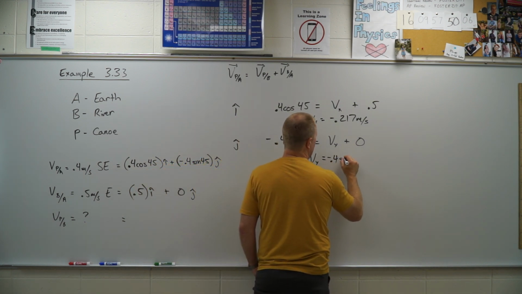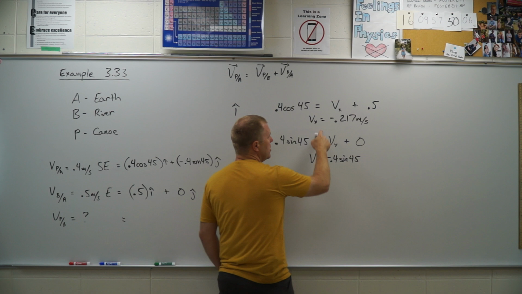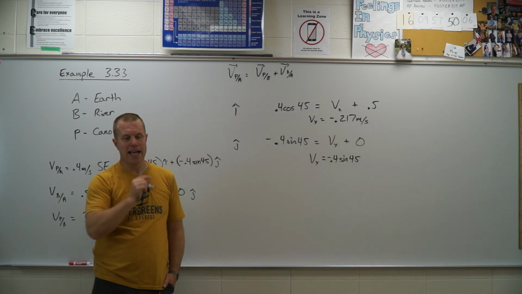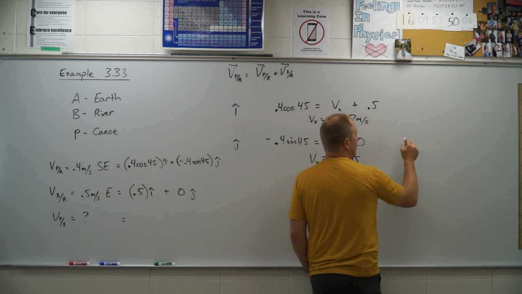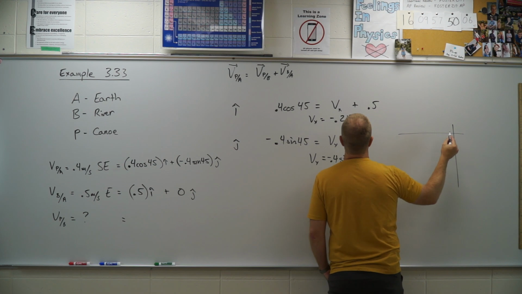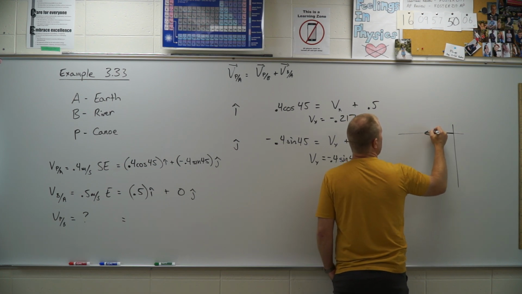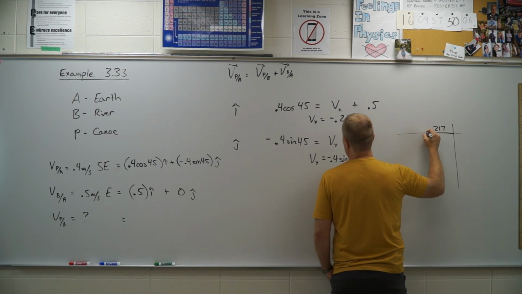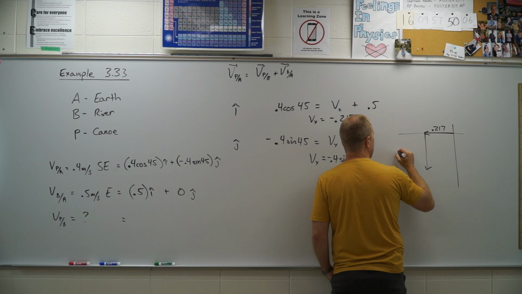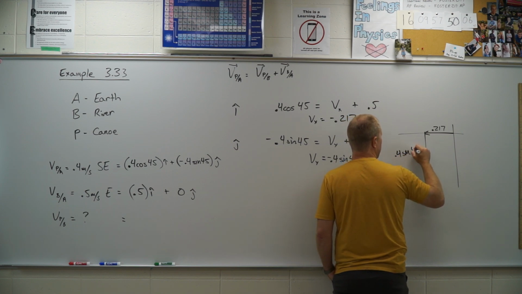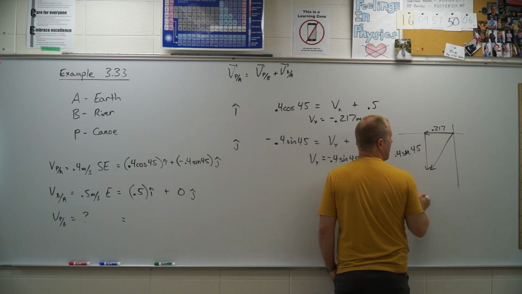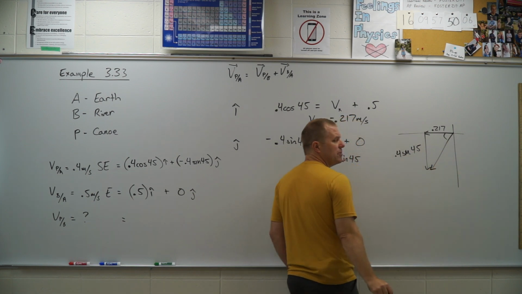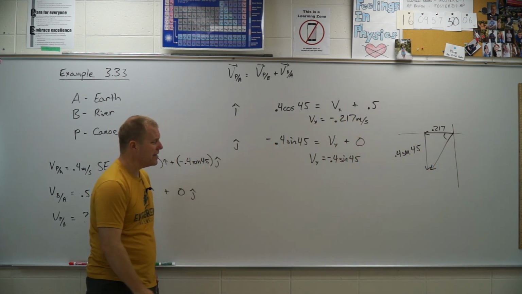What I want to do is take those two and put them together to find magnitude and direction. So I'll draw my little picture. We go negative 0.217, and then we go negative 0.4 sine 45, and I want to find the magnitude and that direction, which in my case will be south of west here.